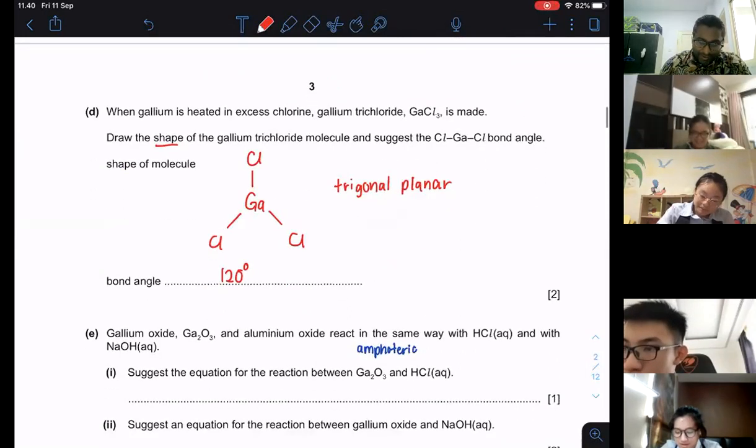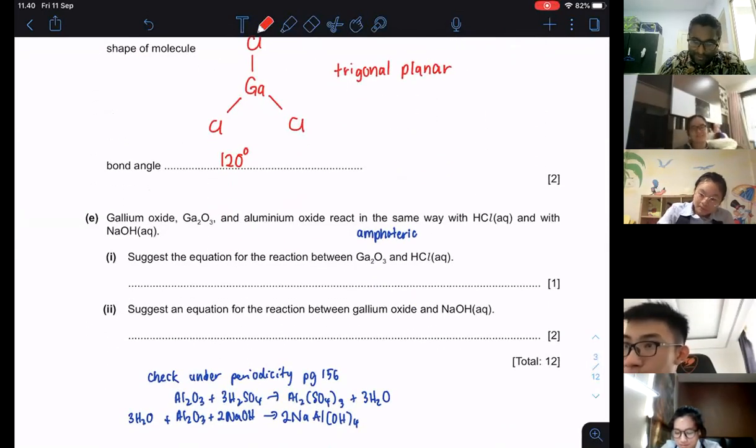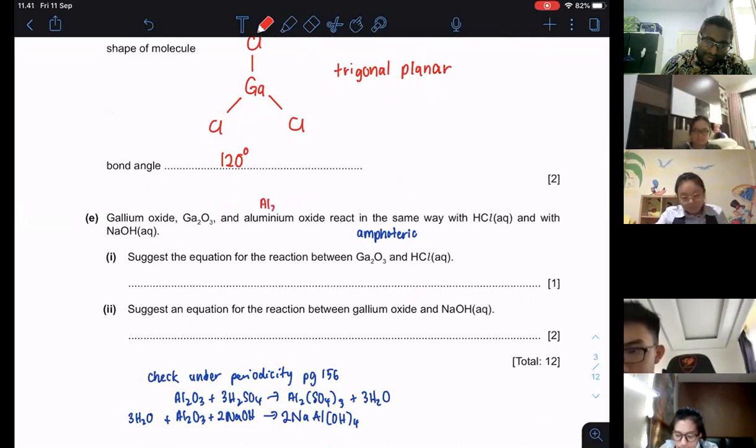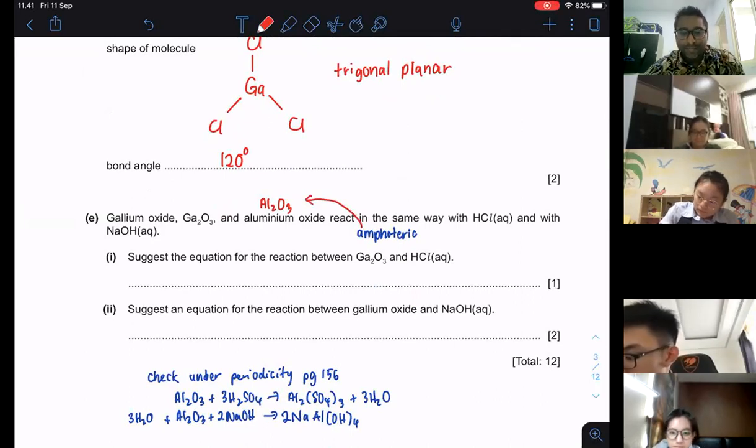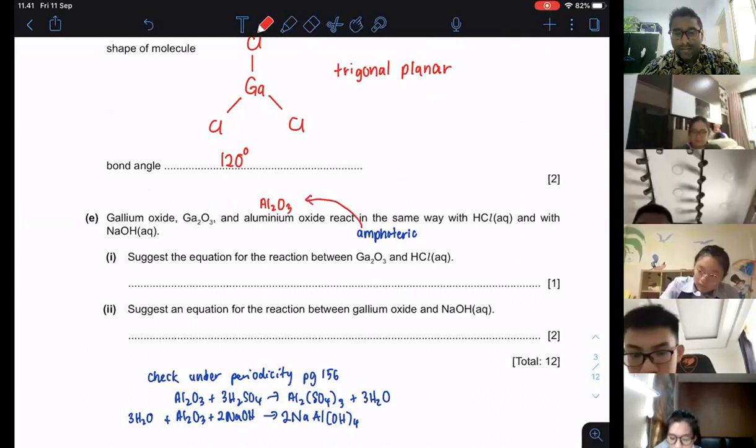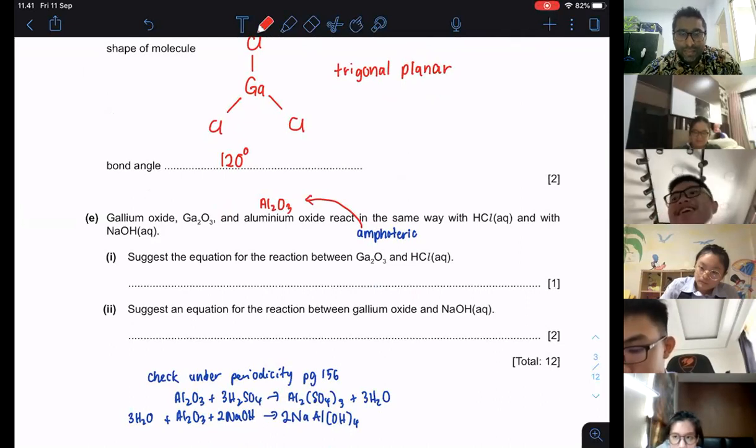Here, gallium oxide and aluminium oxide react in the same way with HCl and with sodium hydroxide. They are telling us that aluminium oxide and gallium oxide react in the same way, and I know that aluminium oxide is amphoteric. Charlton, can you tell me what is amphoteric? Can react with acid and base. Yes, they can react with acid and base. So take note of this. There is a reaction with acid and base.